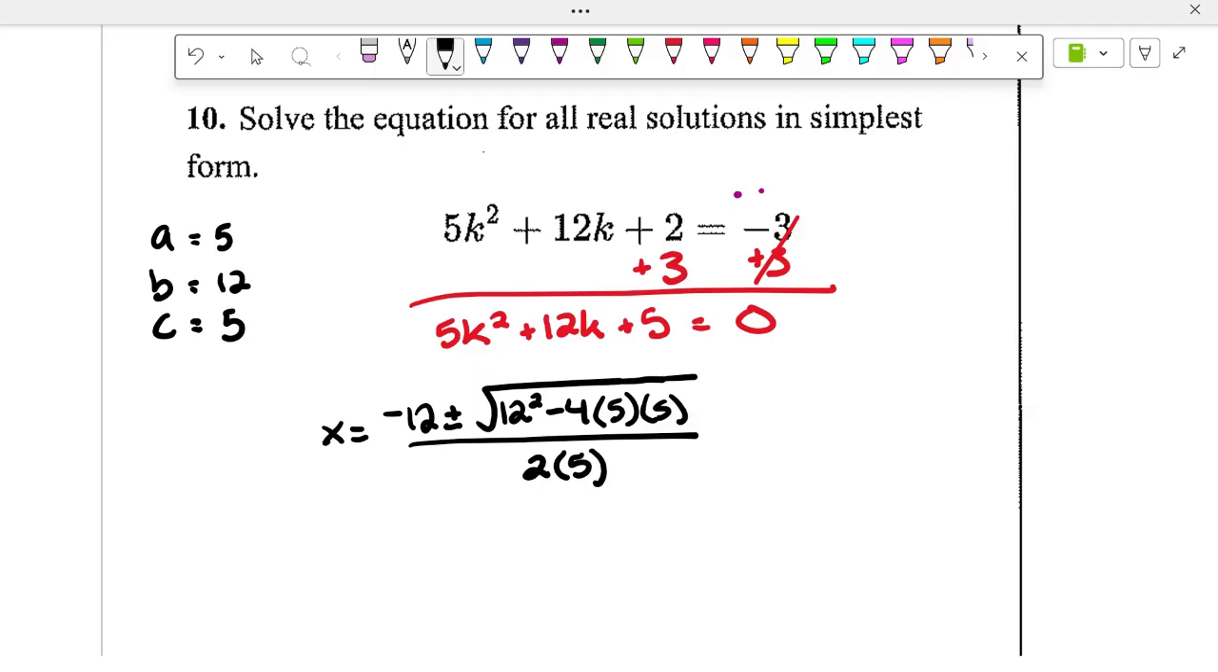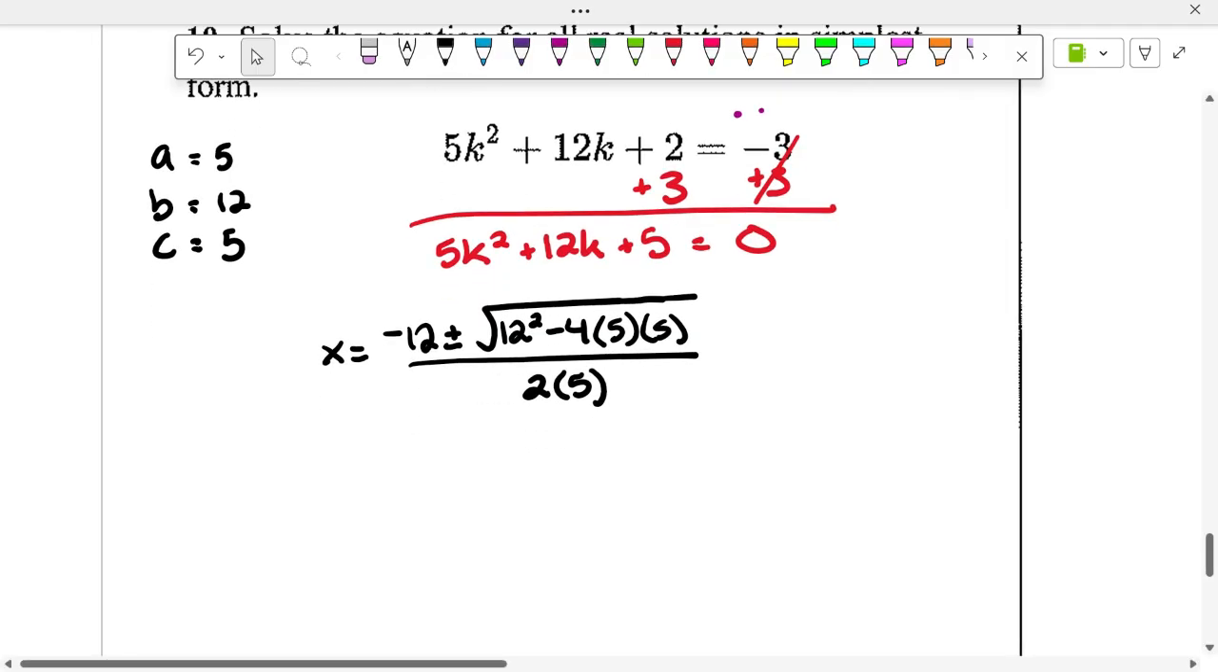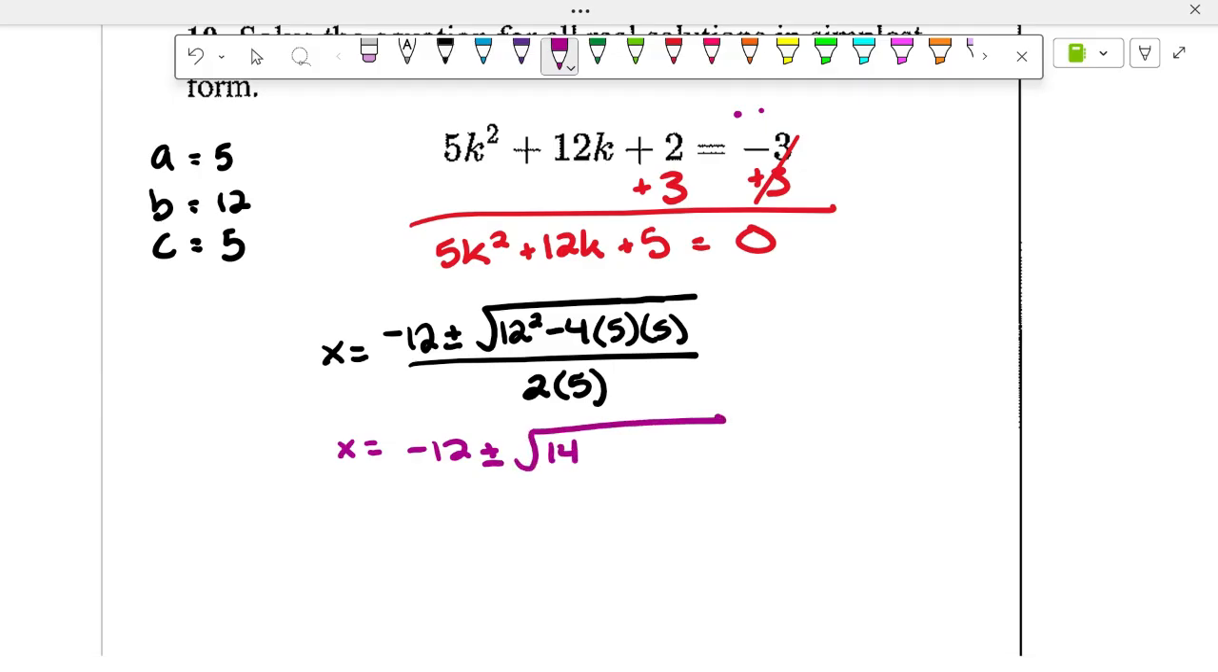Now, so let's do some simplifying. So we get x equals negative 12 plus or minus the square root. What's 12 squared? 144. What's negative 4 times 5 times 5? Negative 100. All over, what's 2 times 5? 10.